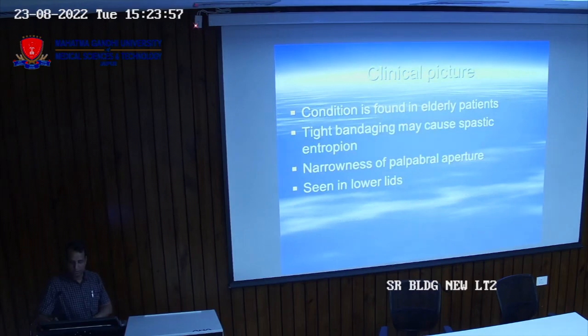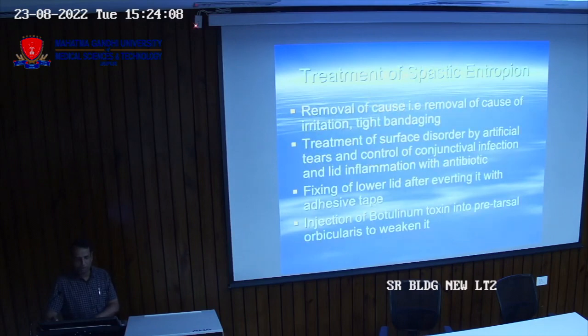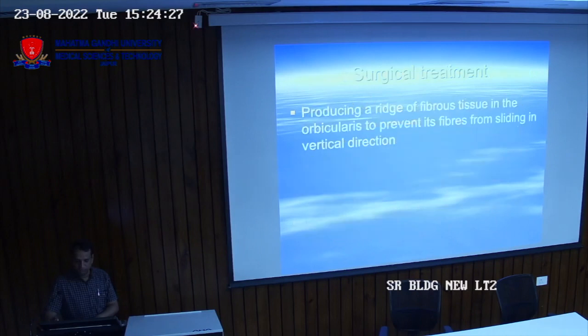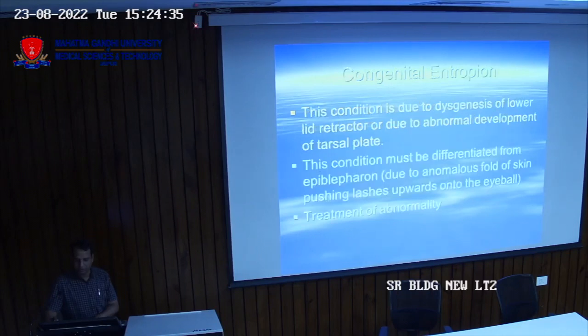Clinically found in elderly patients. Tight bandaging may cause spastic entropion, also narrowness of the palpebral aperture, and it is seen more in the lower lid. Treatment: removal of the cause, treatment of surface disorder with artificial tears, and control of conjunctival infection and lid inflammation with antibiotics; fixing the lower lid after everting it with adhesive tape; injection of botulinum toxin into the pre-tarsal orbicularis to weaken it. Surgically, producing a ridge of fibrous tissue in the orbicularis to prevent these fibers from sliding in a vertical direction.